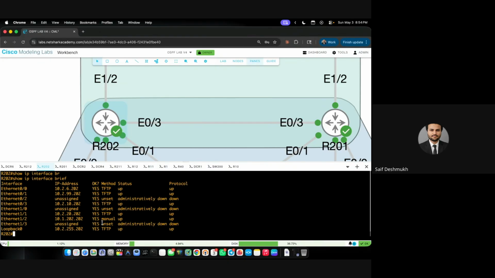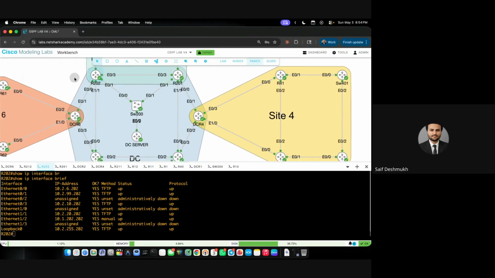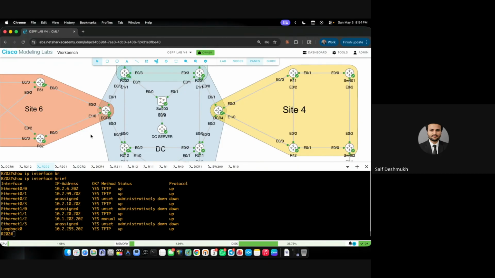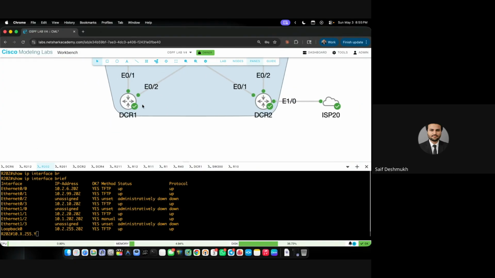And at least in the majority of places we have the loopbacks, 10.2 and they all follow the same design. 10.x, where x represents the site number, 255 in the third octet represents the loopback, and y represents the device number itself. So you can guess DC router 1, this is site number 2, 10.2.255.1, like this. Anyway, let's start now.